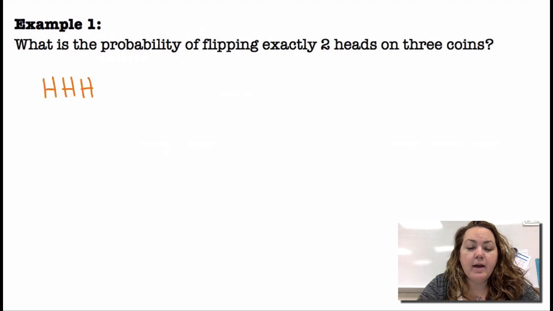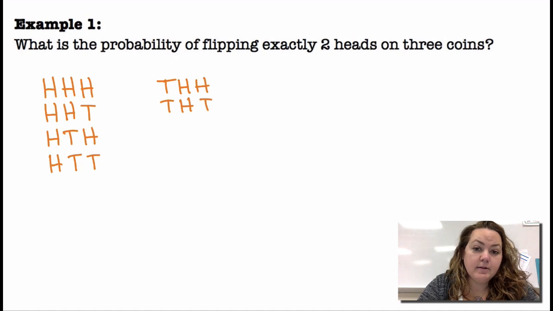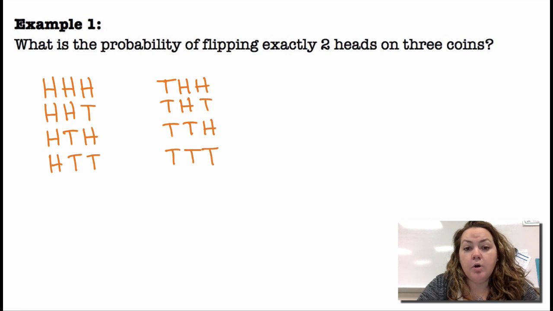I could have heads, then heads, then heads. I could get 3 heads in a row. I could get 2 heads, then the tails. I could get a heads, then a tails, then a heads. I could get a heads, then 2 tails. I could get a tails, then 2 heads. I could get tails, then heads, then tails. I could do tails, tails, heads. Or I could get all 3 tails. Just listing out all of the different possibilities.